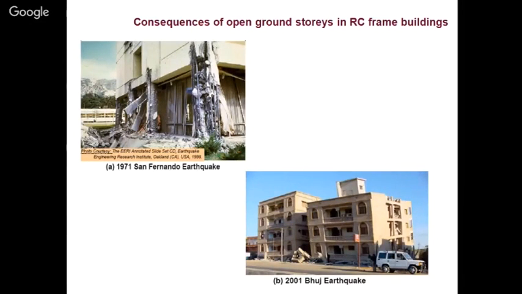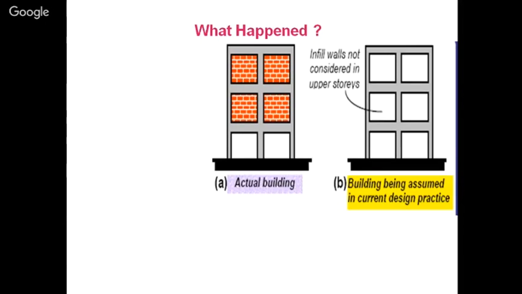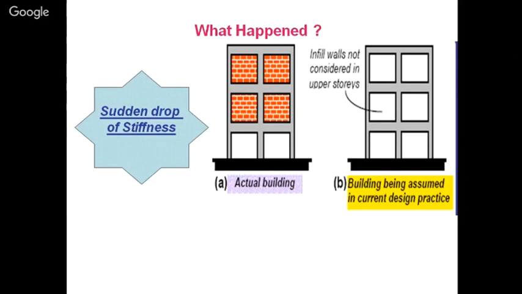Consequences of open ground stories in RC frame buildings. These are the consequences, this is the type of failures we can have. In the top left corner, it shows a cripple failure where the reinforcement is standing, but the concrete has fallen apart because of a change in column stiffness. A sudden drop of stiffness, this we have discussed, we are required not to do it. There should be consistency of stiffness as well as mass throughout the building.